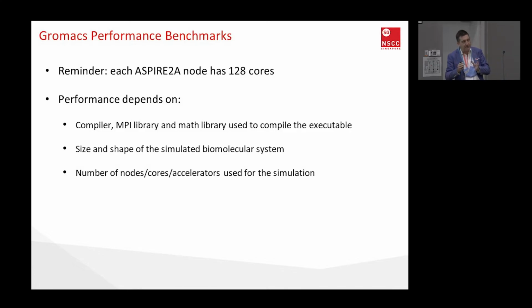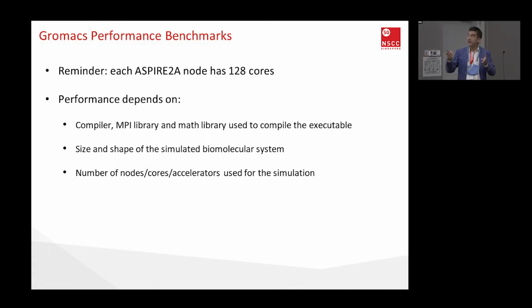By size and shape, I literally mean the size that you simulate. So if you have a cube, that's one type of performance consideration. If you have a square, or not a square, a sphere, that is something else. Also, if your system is homogeneous, if you think about this cube, has just water, imagine a water cube, then it's another thing. And of course, most importantly is how many nodes, cores, or accelerators you can use for this simulation.